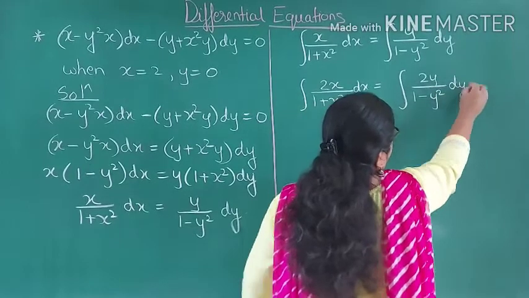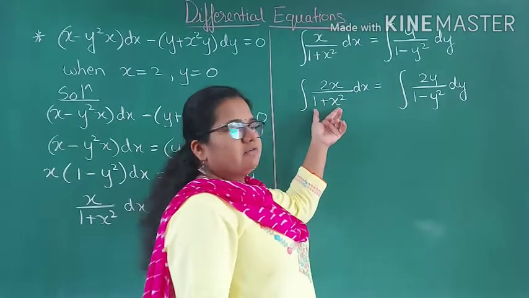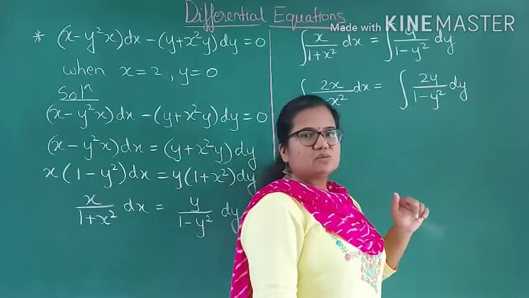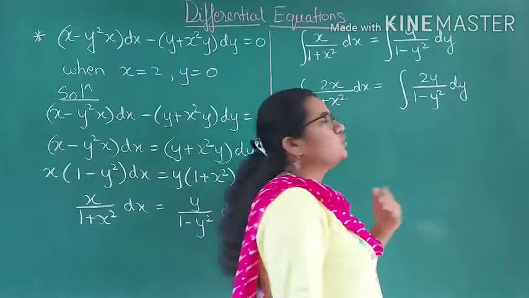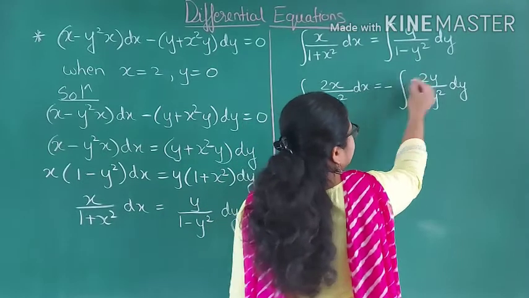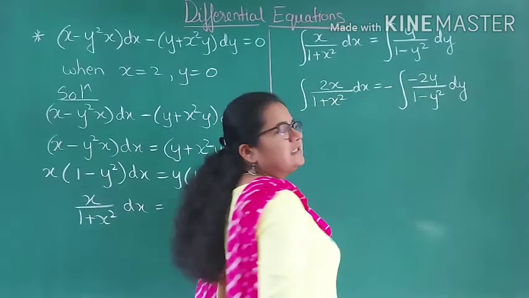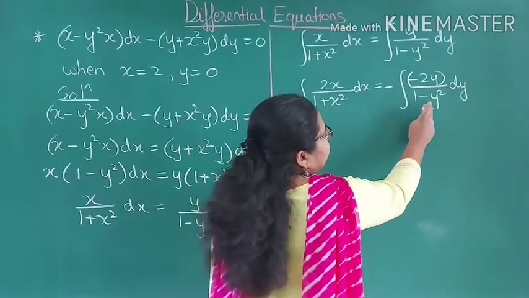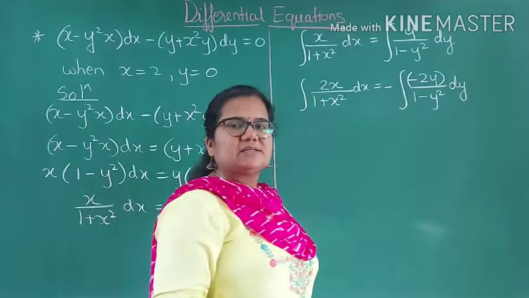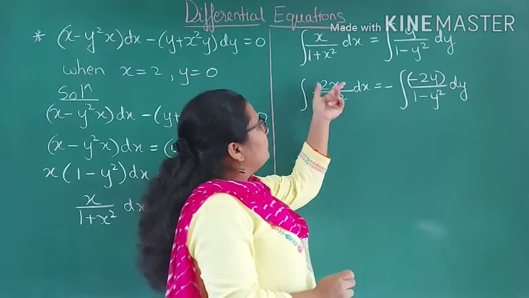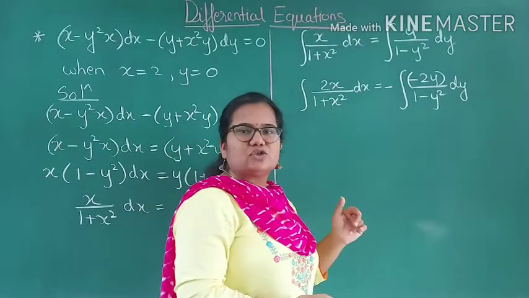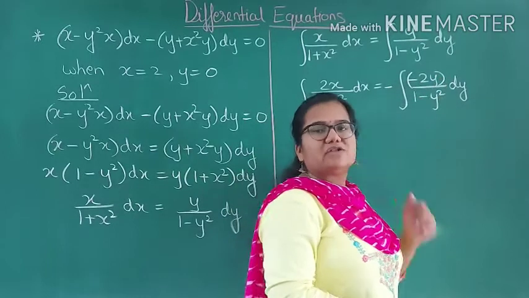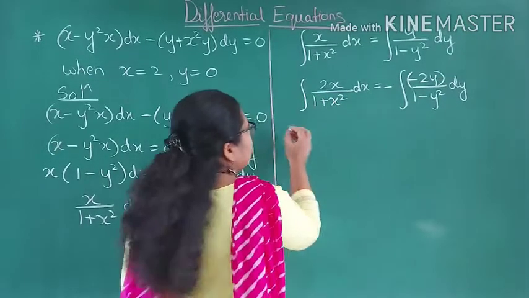Now here you can see the derivative of 1 plus x square is 2x. But the derivative of 1 minus y square is minus 2y. So what will we do? We will write minus of minus. Minus of minus is plus. So we will write like this. So automatically the derivative of 1 minus y square is minus 2y. So we have to form integration of f dash of x upon f of x. Here also we have integration of f dash of x upon f of x. So what is this equal to?